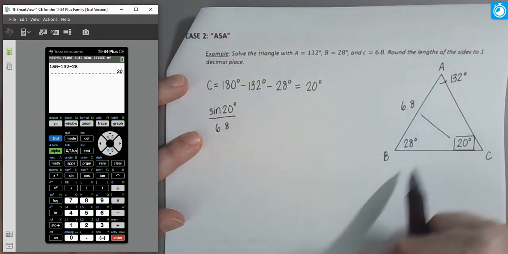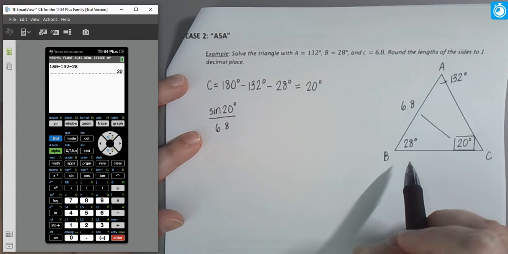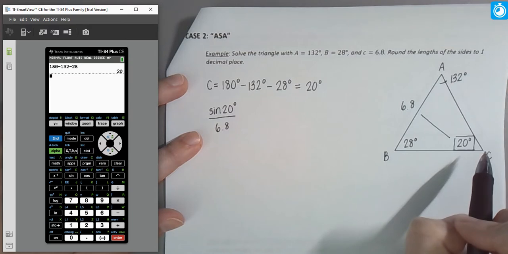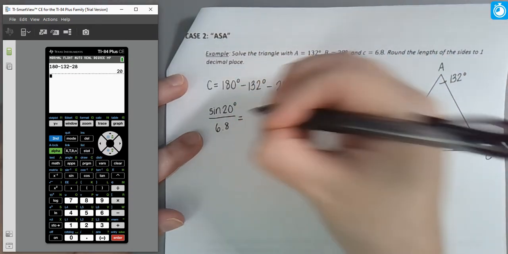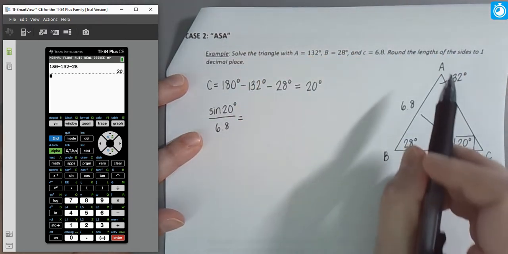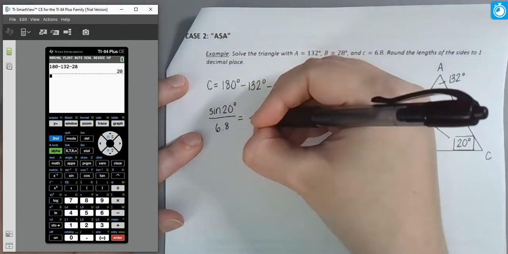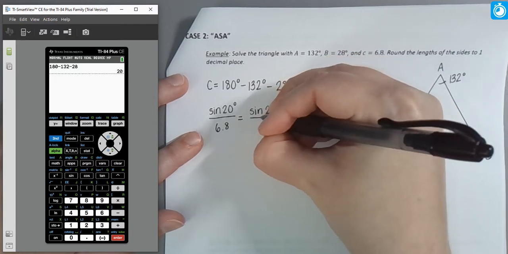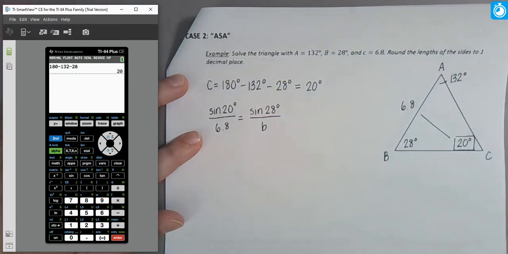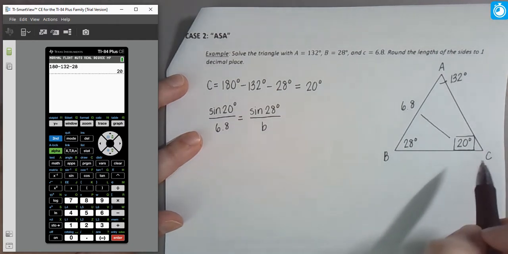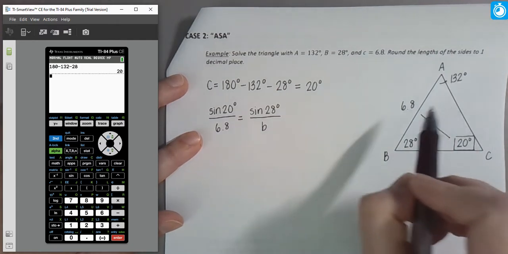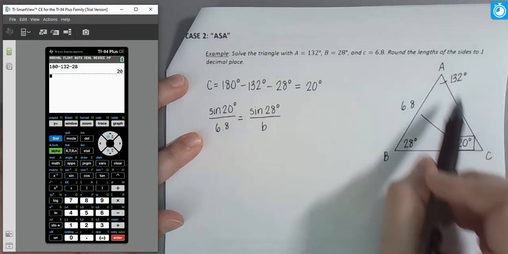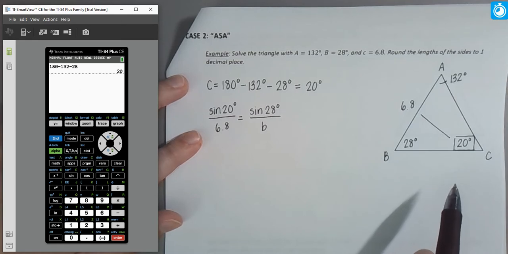So let's start with angle B in this case because it's the smaller of the two remaining angles. So angle B in relation to side B. So our ratio is going to be the sine of angle B divided by the length of side B. So the sine of 28 degrees divided by the length of side B. Now because angle C is the smallest angle, side C will also be the smallest side. Angle B is a little bit bigger, so we expect side B to also be a little bit bigger.